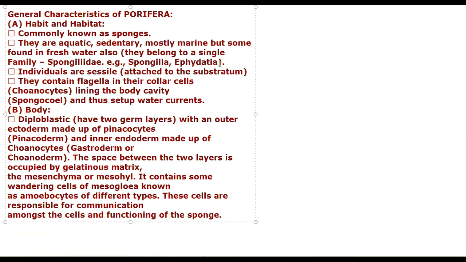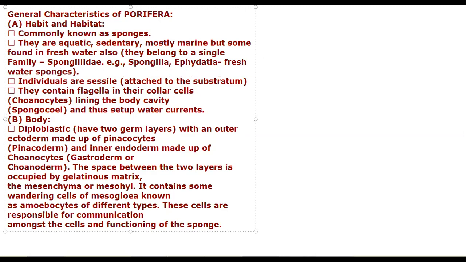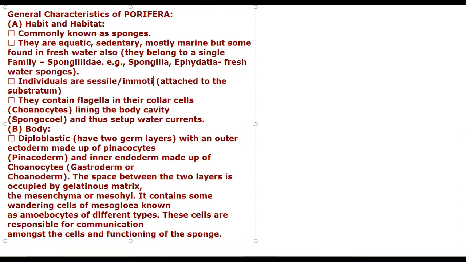Okay, you can write freshwater sponges. Understood? Now these individuals are sessile, or you can say immotile. And they are all attached to the substratum. So earlier people mistook them as plants. Okay, so this is the reason they were thought to be plants.